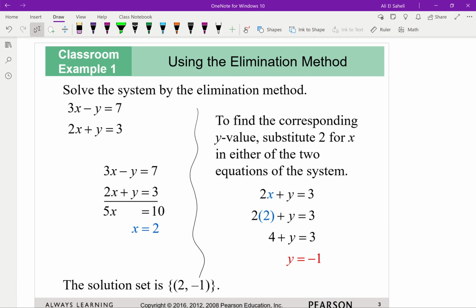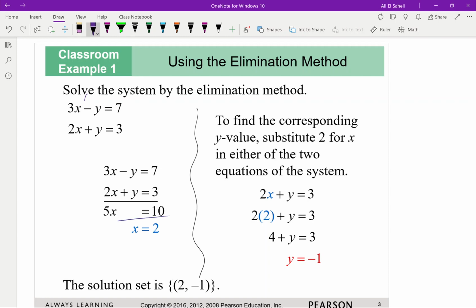Solve the system of equations by elimination method. So here already the coefficients of y in these two equations are opposites, additive inverses, so that if you add them, y will vanish. So we simply add the left side to the left side. So 3x plus 2x is 5x, and minus y plus y is 0. So this is here 0y. And then you add the right side to the right side, which is 10.